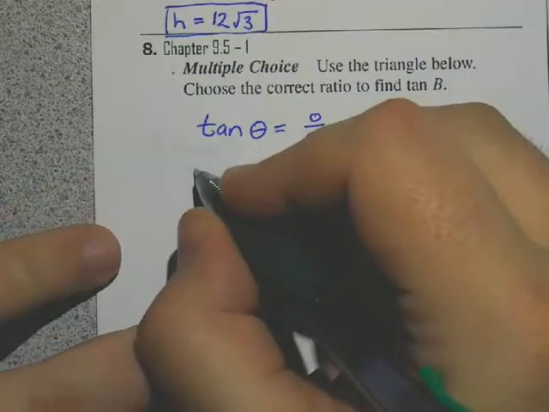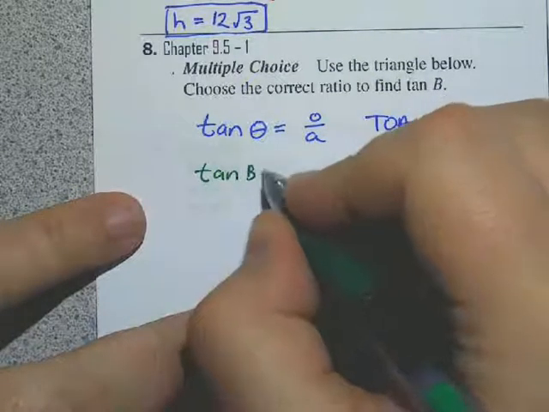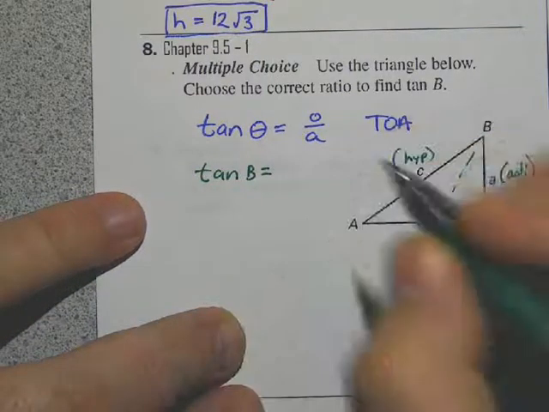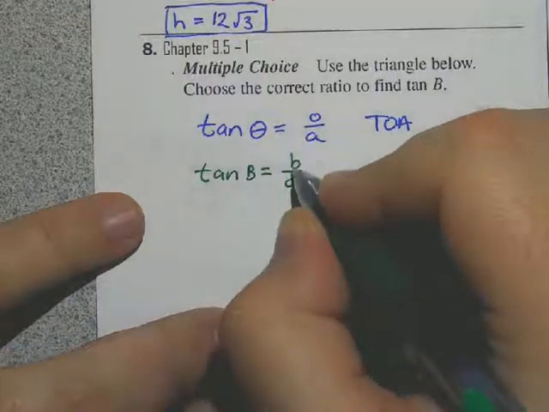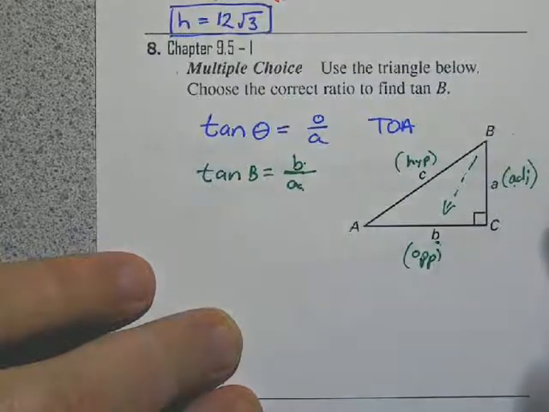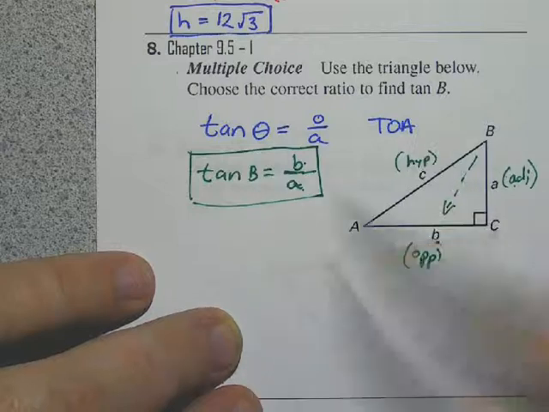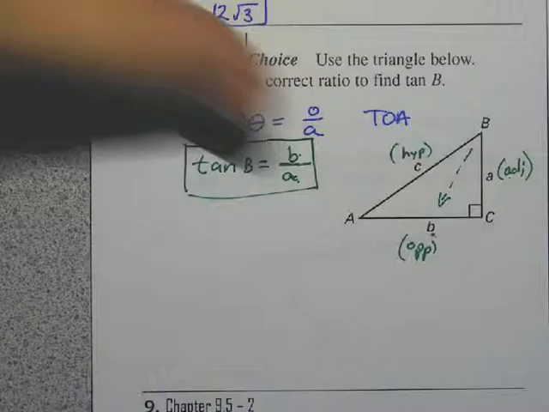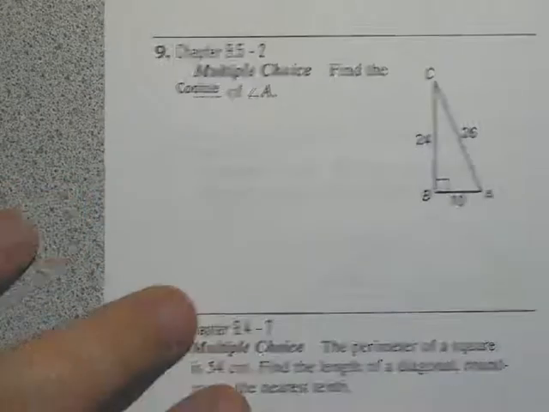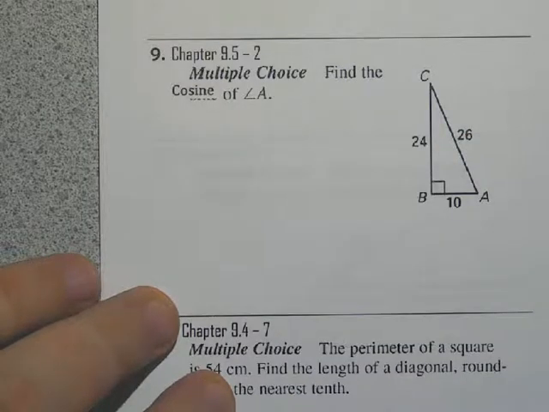And tan of B equals B, which is opposite, over A, which is adjacent. And that is my answer. B over A is the answer. There's nothing else I can do. They're all letters. It's not like they gave me anything I could solve. So yes, tan B is B over A. Moving on. And I hope you guys feel free to pause this at any time when I'm about to give something and take a second to work it yourself, especially if you're doing this at home.